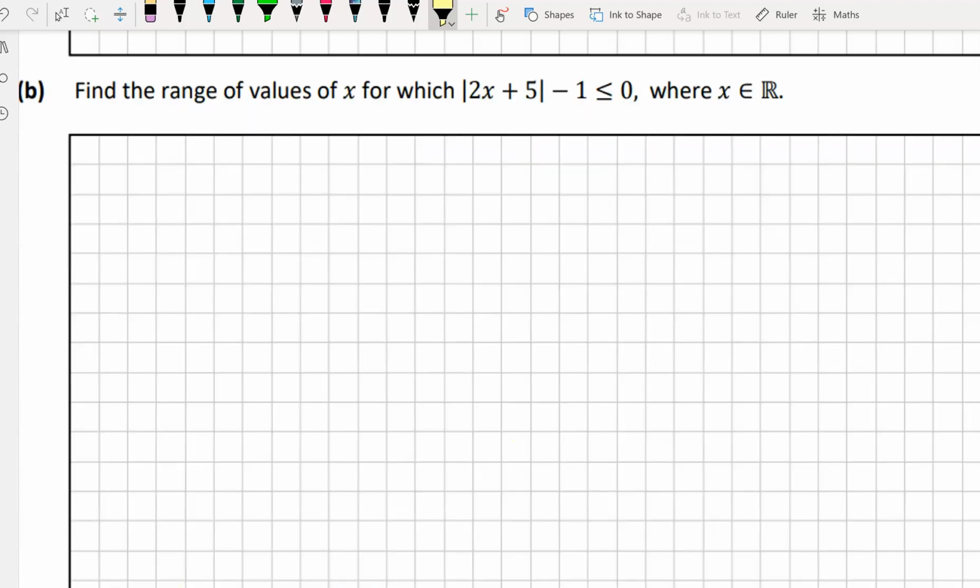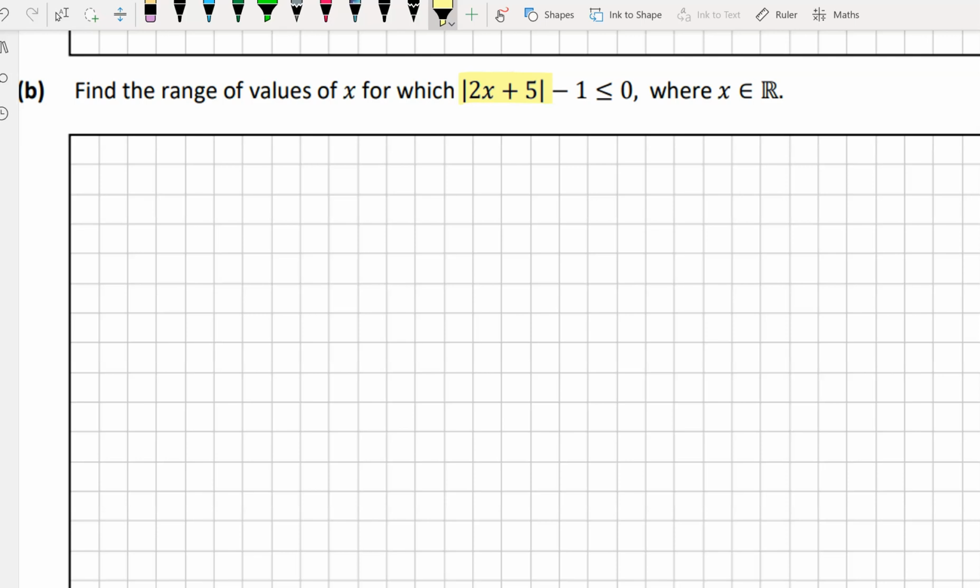Find the range of values for which the absolute value of 2x plus 5, minus 1, is less than or equal to 0. Our absolute value signs here. Different ways we can solve this. We can square both sides. We can use that minus 1 on the other side, making it positive and negative, but also changing the inequality signs, or we can graph it.